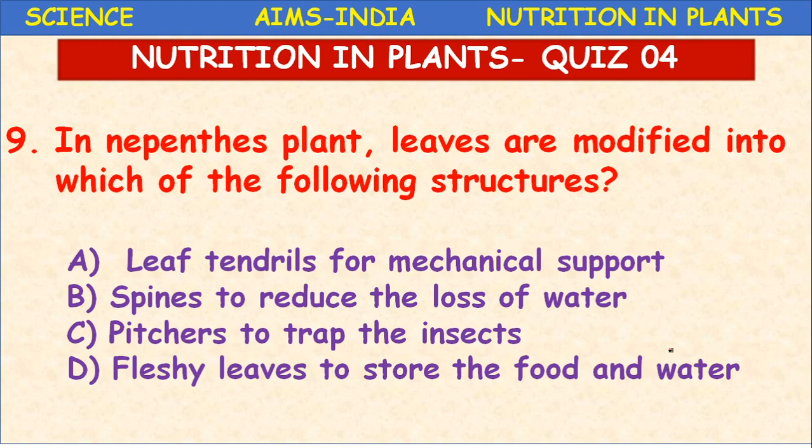Okay, leaf tendrils are present in weak stemmed plants, called twiners. They take support and are climbers. Okay, spines to reduce the loss of water. In which plants are they present? They are present in the desert plants. Leaves are reduced to spines to reduce the loss of water.